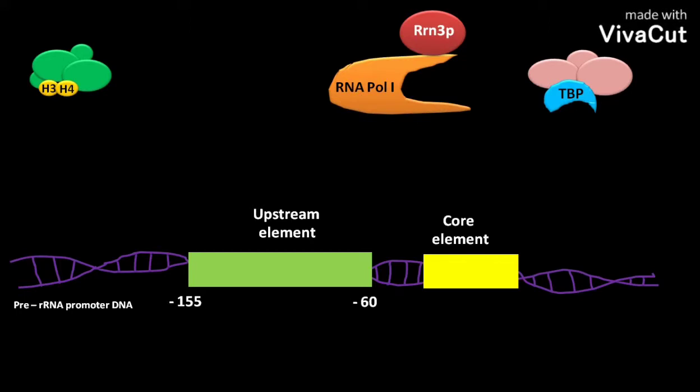The core element extends roughly from -40 to +5. It is essential for Pol I transcription.